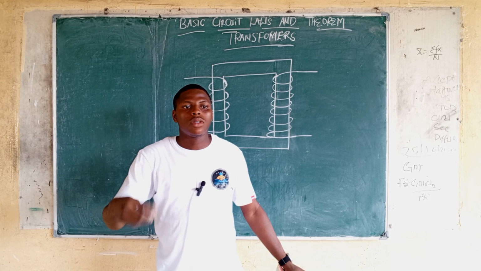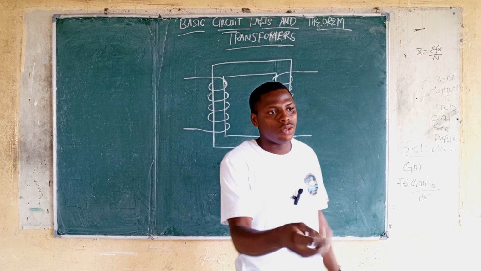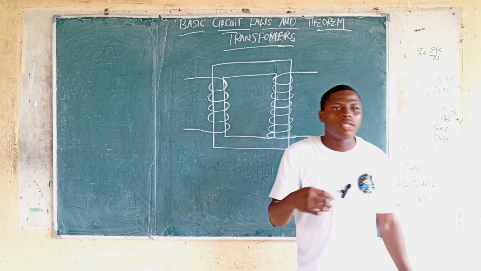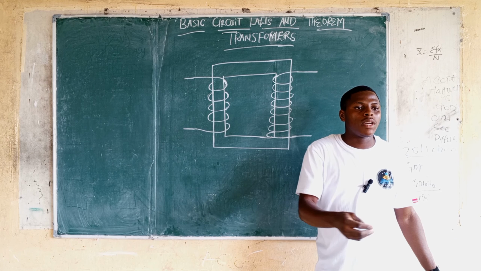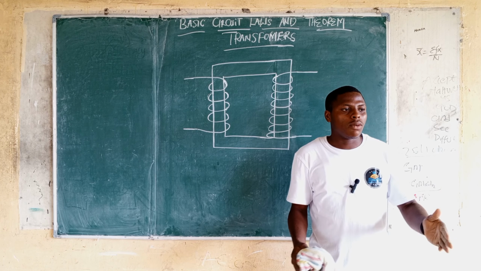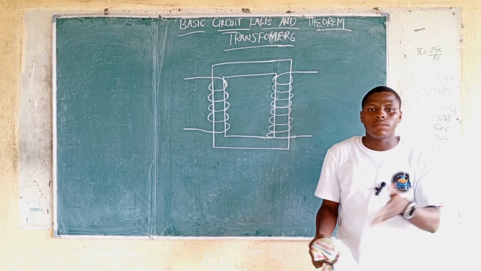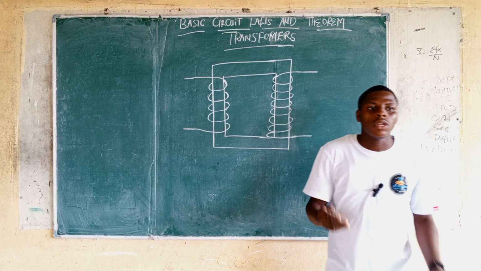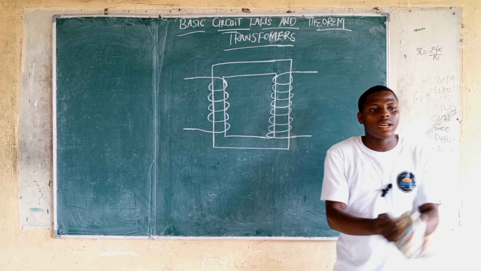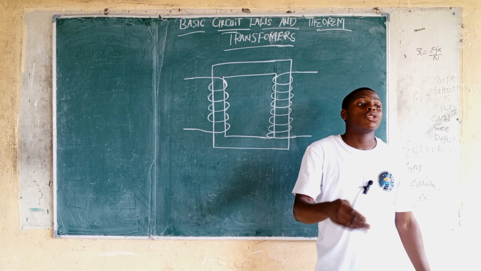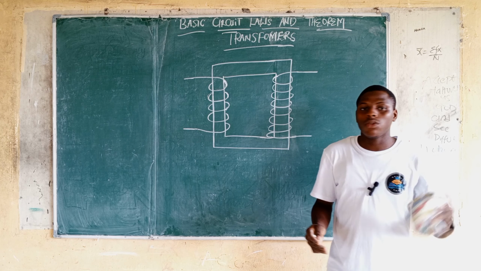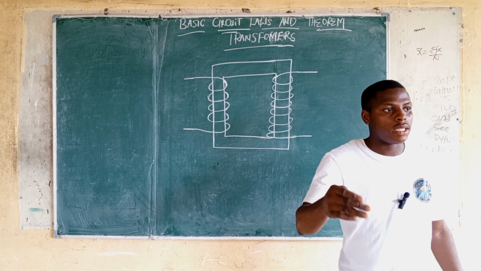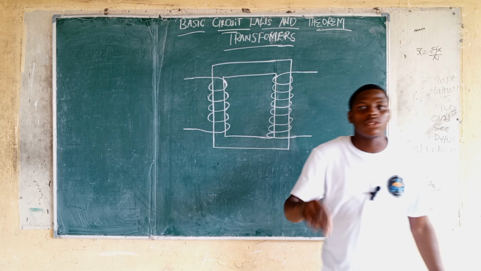Last class, we talked about the basic introduction to transformer. In that class, I told you the definition of transformer, where I said the transformer is a device that either steps up or steps down an AC voltage source. Now we talked about some classes of transformer. We understood that we have two basic types of transformer. The first one was the step up transformer, and the second one was the step down transformer.